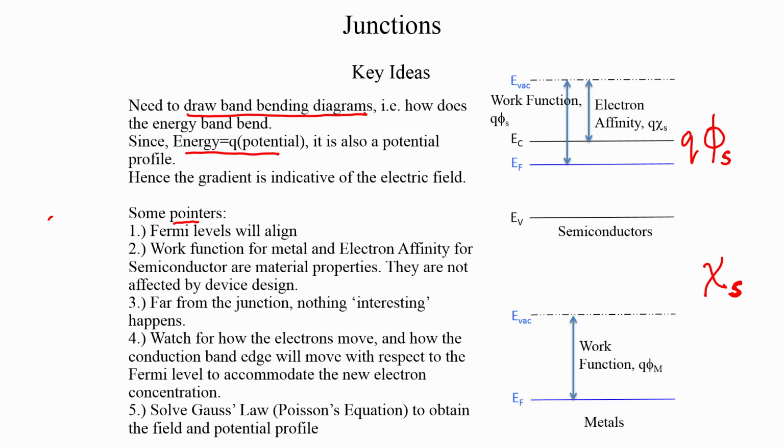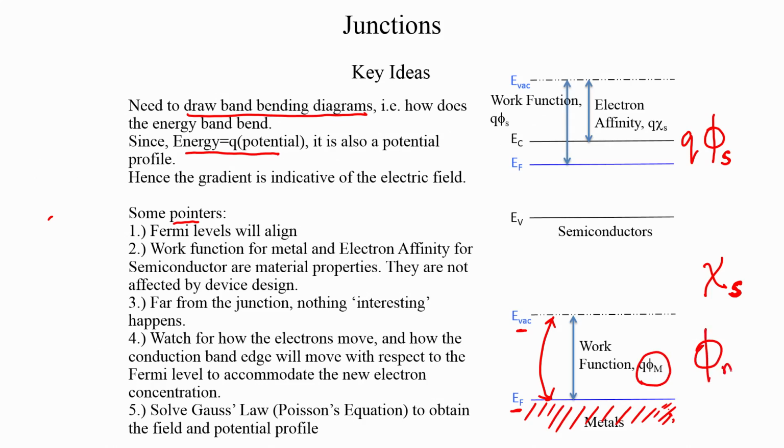Now for a metal, the metal does not have a conduction band edge and a valence band edge, instead a metal just has the Fermi level, and the work function for a metal is the energy required to take the electron from the Fermi level and into vacuum. Okay. So it is again the difference between the vacuum energy level and the Fermi level of the metal, but for a metal the work function of a metal is a constant.